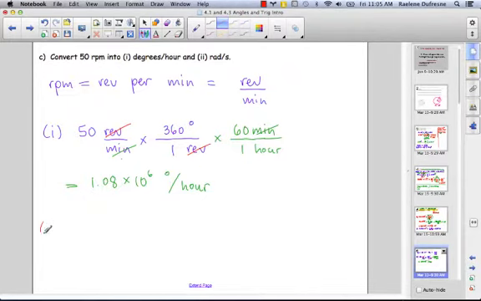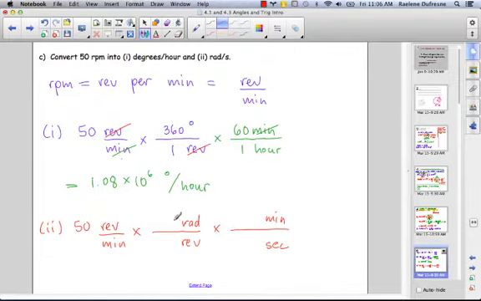So in part 2, I'll take my original 50 rev per minute and convert it to get rid of revolutions and get radians instead, and to get rid of minutes and keep seconds. So I ask the question, how many radians belong to how many revolutions? There are 2 pi, which is approximately 6.28 radians for 1 revolution. And how many minutes belong to how many seconds? There is 1 minute for every 60 seconds.